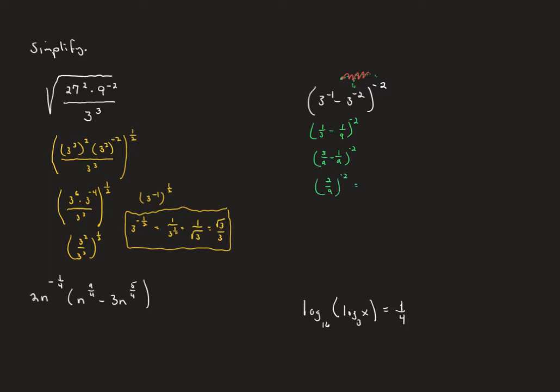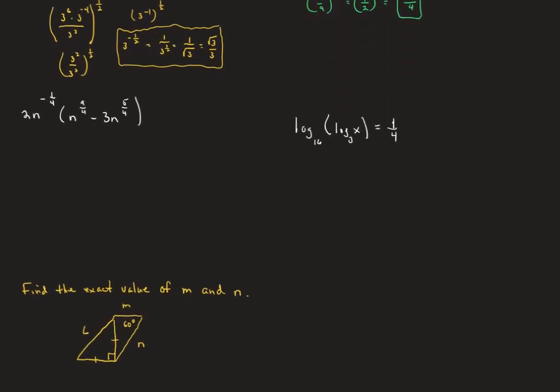I like to do the negative exponent separate from the squaring. So the negative exponent is going to take the reciprocal of that. It's going to flip it and make it 9/2. Now we can square top and square bottom and get 81/4. So that's going to be 81/4.